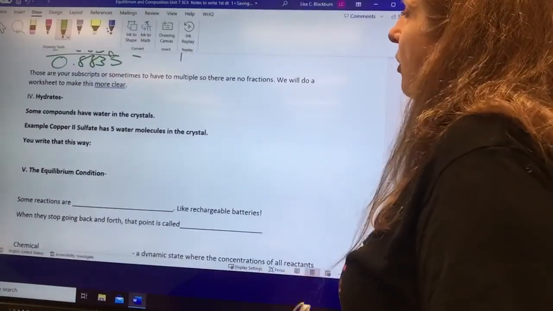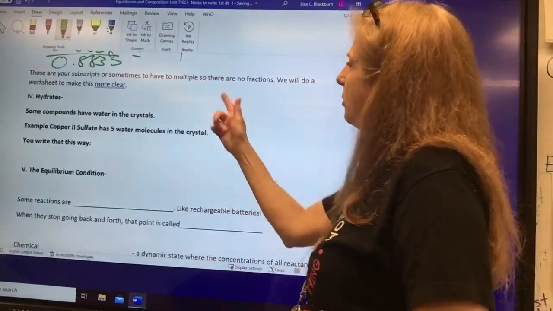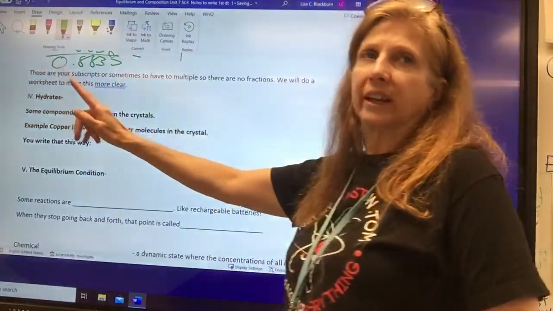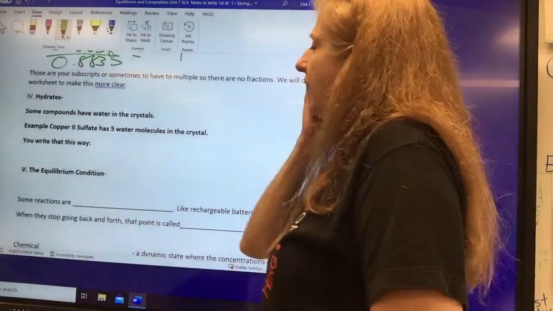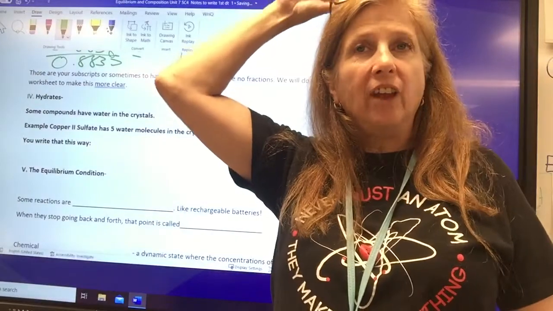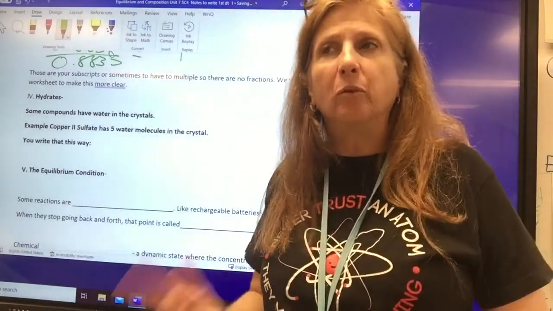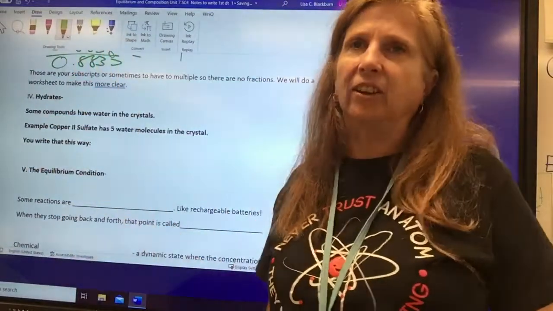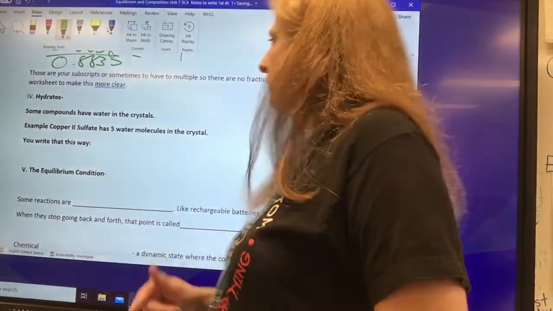Okay. Those are your subscripts, and sometimes you have to multiply so there are no fractions. We'll do a worksheet to make this more clear. You already got your worksheet. Okay, and for all the worksheets I gave you, I'll put the keys on Canvas. You know you could just copy the answers down, but you won't learn. So do a problem, check your answer, do a problem, check your answers. That's how you learn math. So learn math the right way.